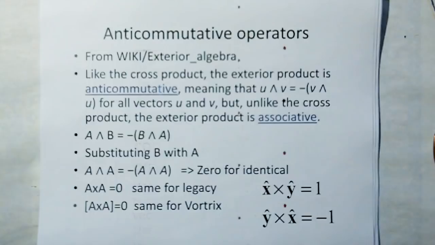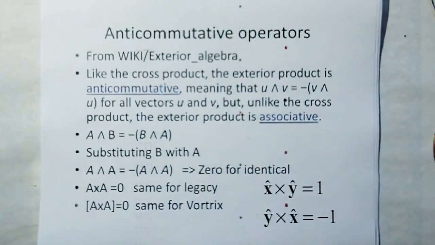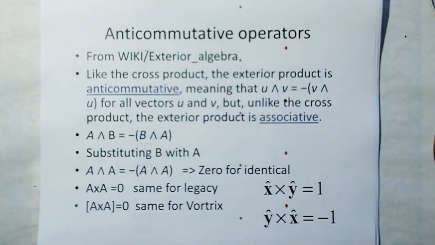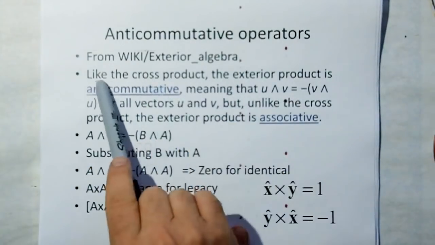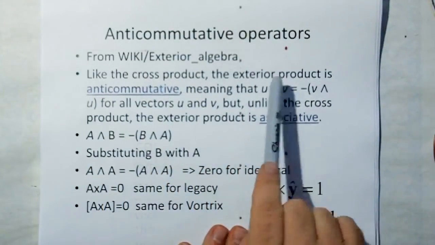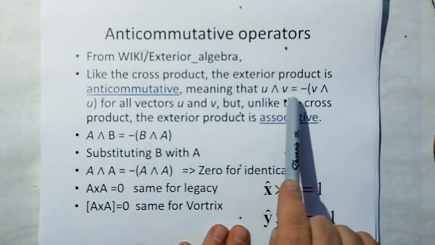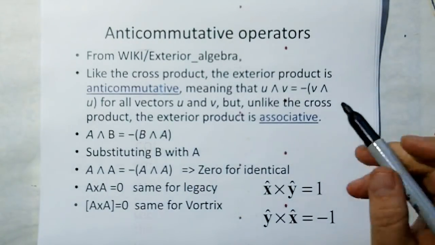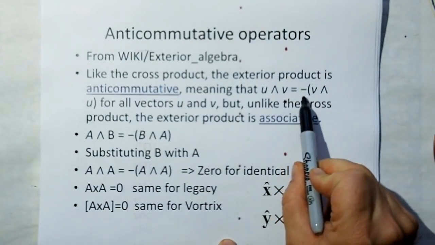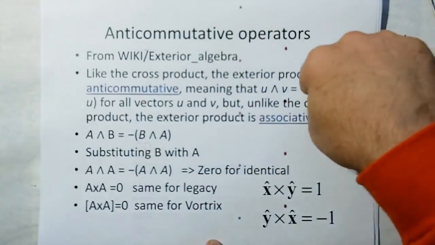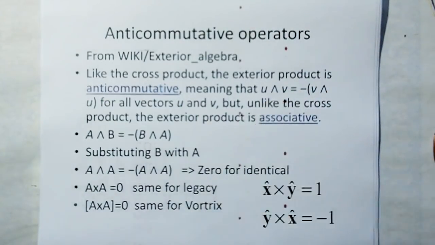So let me give you a little background on anticommutative operators. And this is the definition. We're going to use the exterior algebra, and we're going to start with that. This is from Wikipedia, exterior algebra. Like the cross product, the exterior product is anticommutative, meaning that if I take two vectors, u and v, an exterior product of u with v, then that's going to equal the negative of v with u. In other words, if I swap the two vectors, the exterior product is negative of what it was when they were not swapped.